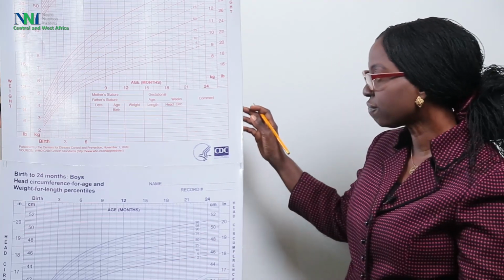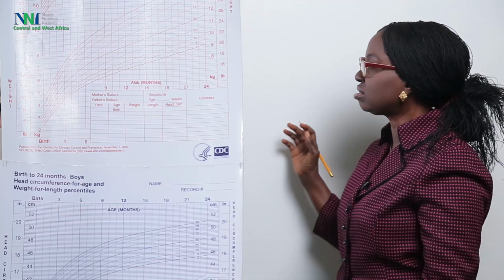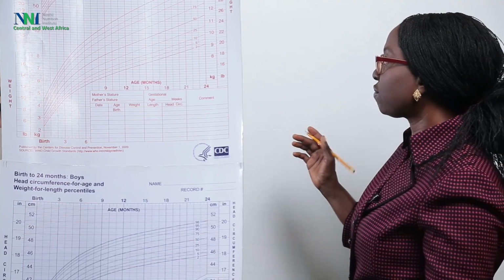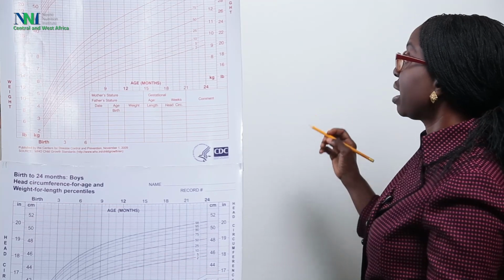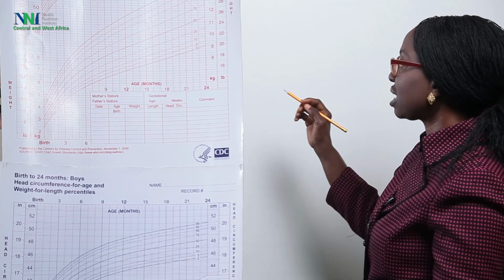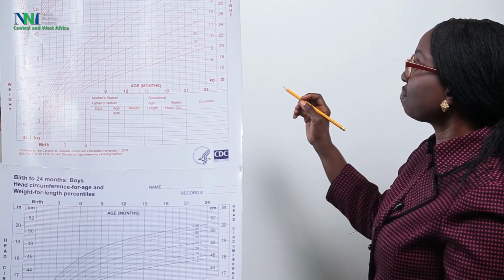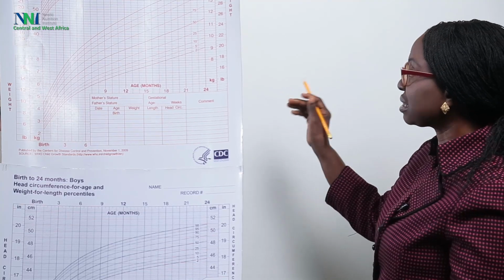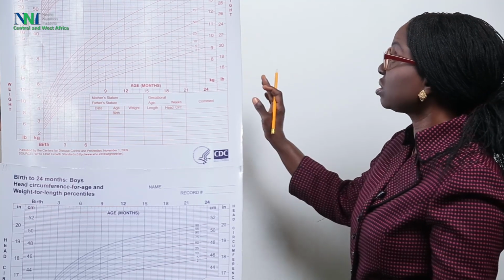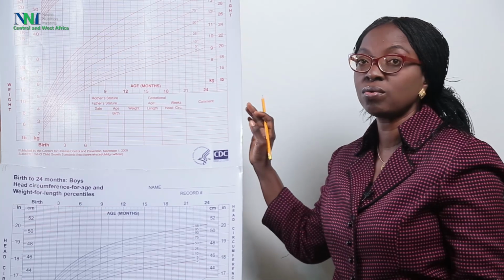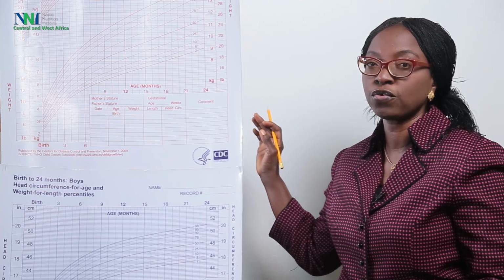For the purpose of today's presentation, I will be using the chart that has been designed by WHO for children between age 0 and 24 months. And for the first part of the demonstration, I'm going to use the chart for length for age and weight for age percentiles.